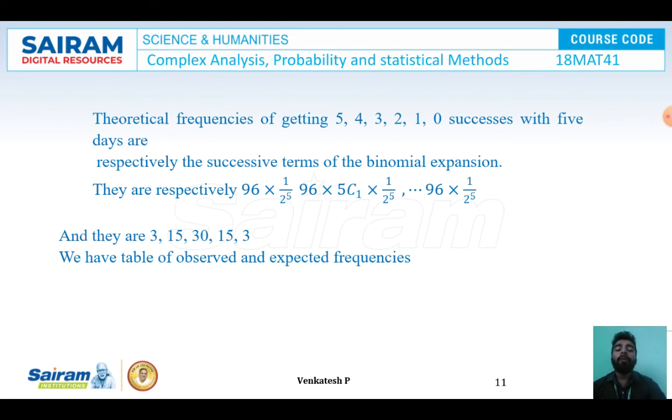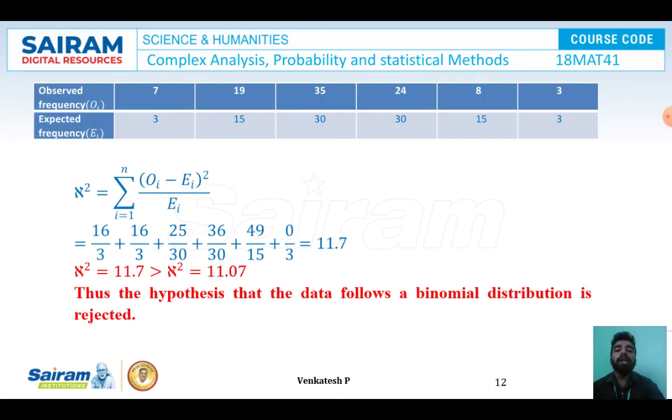Now I'm going to calculate the expected frequency by replacing x with 5, 4, 3, 2, 1, 0. At x is equal to 5, we get the value like this. At x is equal to 4, at x is equal to 3, at x is equal to 2, and so on. After simplifying, we get the expected frequency as 3, 15, 30, 30, 15, 3. Now I'm going to frame the table one more time. Therefore the observed frequency is 7, 19, 35, 24, 8, 3, and the expected frequency is 3, 15, 30, 30, 15, 3.